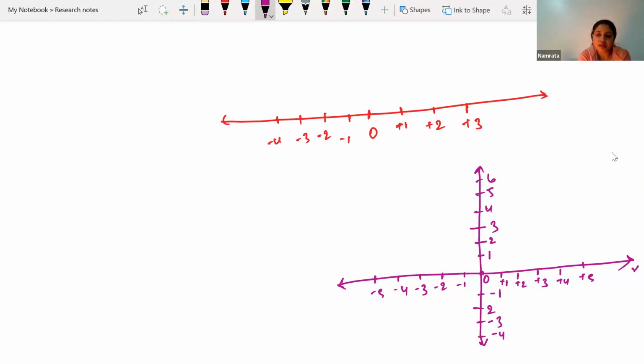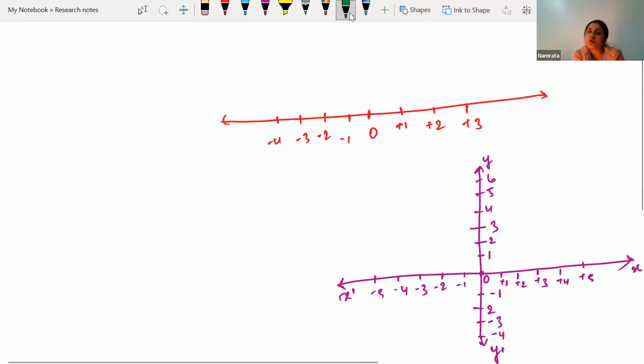We call this one the x-axis, x dash, and the other one the y-axis, y dash. So the horizontal one is the x-axis, the vertical one is the y-axis. Now in the coordinate geometry chapter, this is our coordinate axis, the x-axis and y-axis, the combination of that we call the coordinate axis. And here only we will be locating the point, we will be plotting the graph. So let's take a few examples and understand.